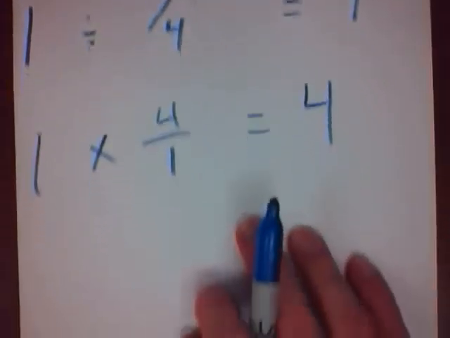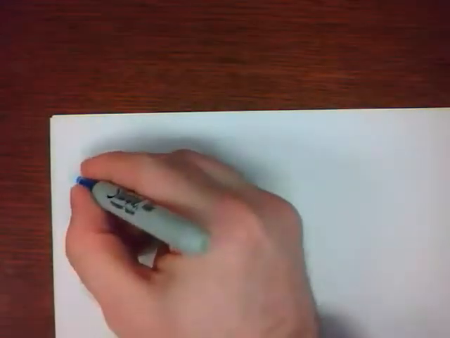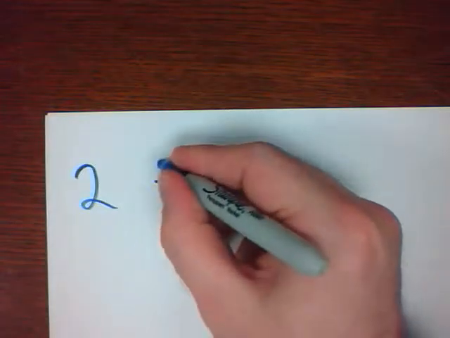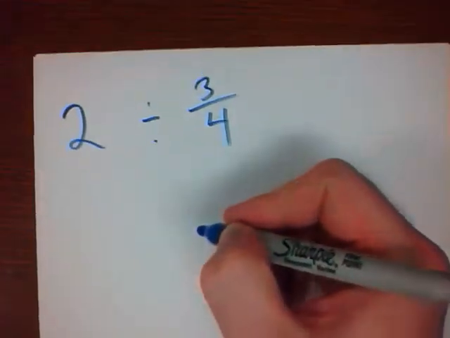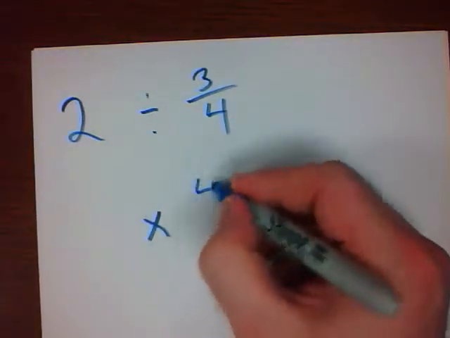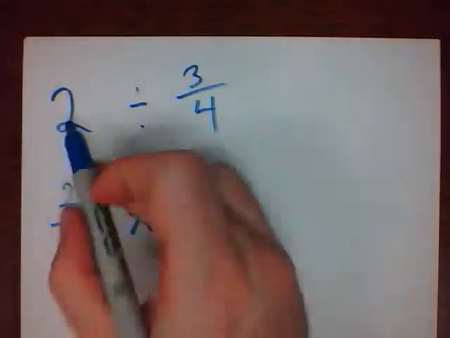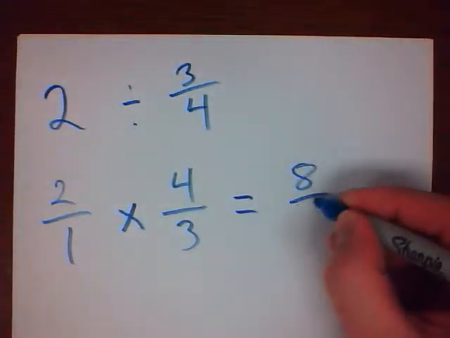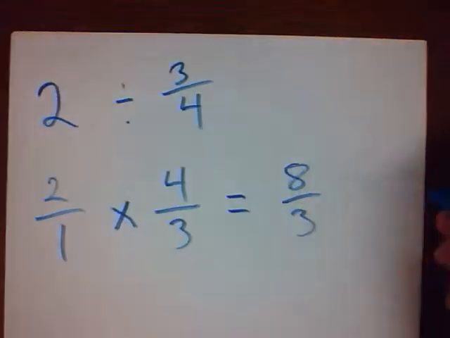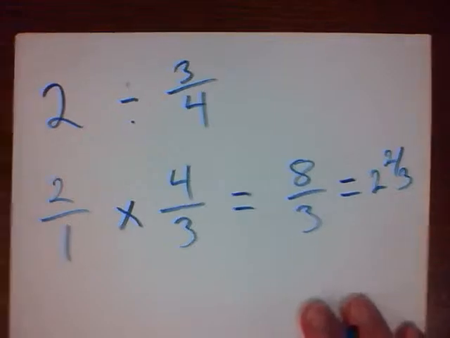So what does that mean? If I'm doing this kind of question, 2 divided by 3/4, what I'm actually going to do is I'm going to multiply by 4/3. And I'm going to make it 2 over 1 because that's the same thing as 2. And I'm going to multiply. That gives 8/3. Of course, this is an improper fraction. Now I've got to turn it into 2 2/3.